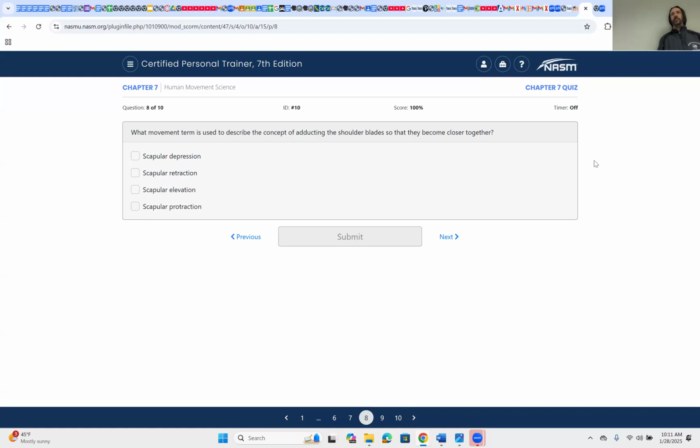Do scapular elevation. What would scapular elevation look like if the scapulas were to elevate?